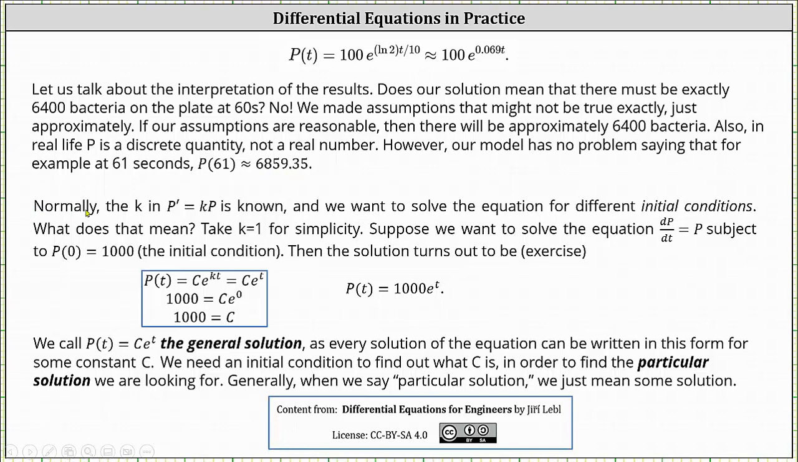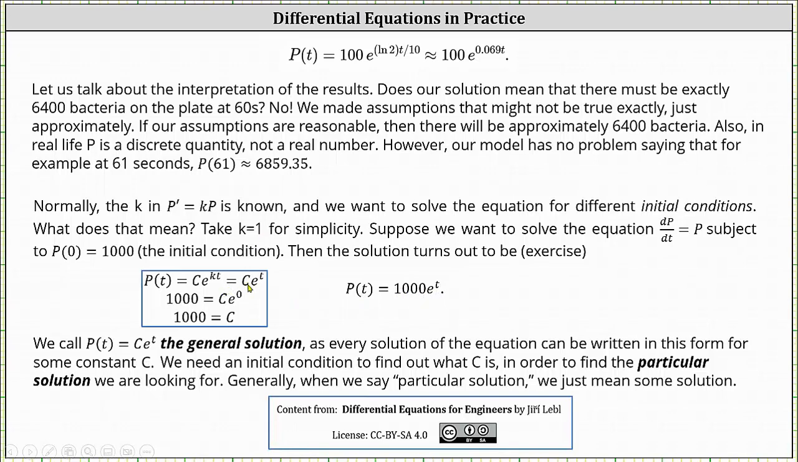Normally, the k in P prime or dP/dt equals k times P is known, and we want to solve the equation for different initial conditions. What does that mean? Take k equals 1 for simplicity. Suppose we want to solve the differential equation dP/dt equals k times P, where k is equal to 1, giving us the equation dP/dt equals P, subject to P of 0 equals 1,000. Then the solution turns out to be P of t equals 1,000 times e to the power of t. And I've shown some extra work here on the right.